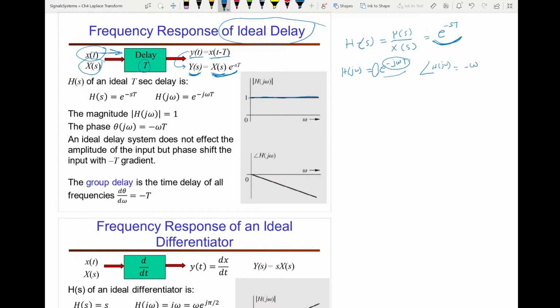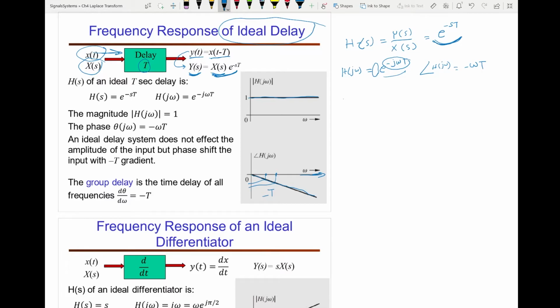Minus omega t. So that will be this line. It has a slope, capital T, negative. And my variable is omega. When you look at this one, that means different frequency components will be phase shifted by different amounts of phase shift. But the delay, they will all be delayed by the same time.